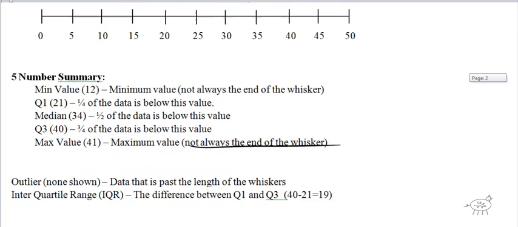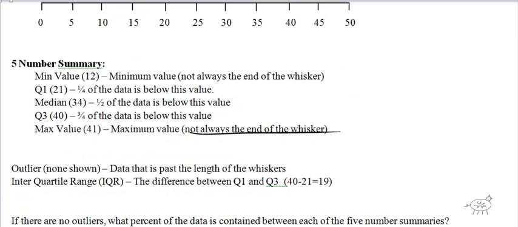Okay. An outlier, none is shown for this example, but data that is past the length of the whisker. And we'll talk about how to get that in a little bit. But if data is past the length of the whisker, it's called an outlier. A good example of that, math fans, is you have a whole bunch of cars and they all go 100 miles an hour, 110 miles an hour.